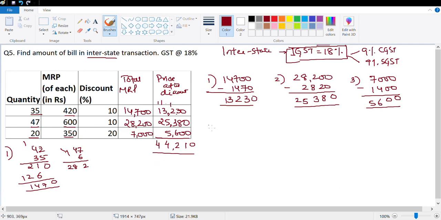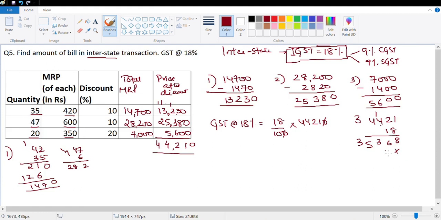So GST at the rate of 18% would be equal to 18 upon 100 multiplied with 44,210. So this is 4421 multiplied with 18. 8 into 2, 16. 8 into 4, 32 plus 1, 33. 32 plus 3, 35. This is 1244. That's 87597. So this is rupees 7957.80 because I'm dividing it by 10. Again, I'm writing it in 2 decimal places because this is money.